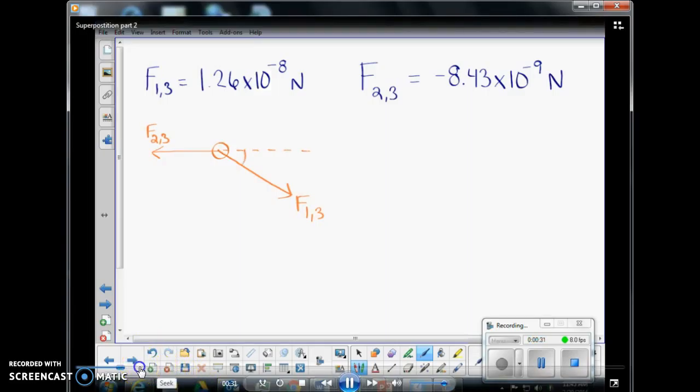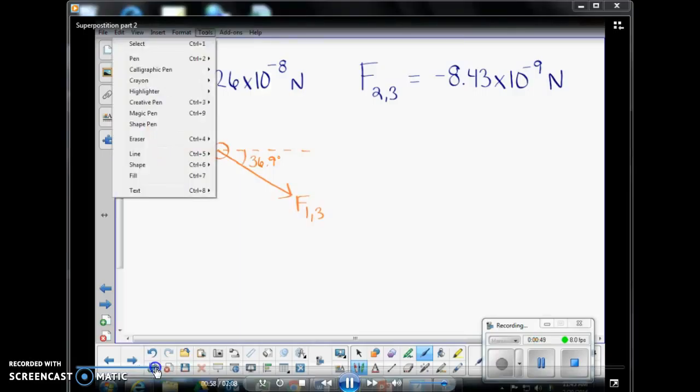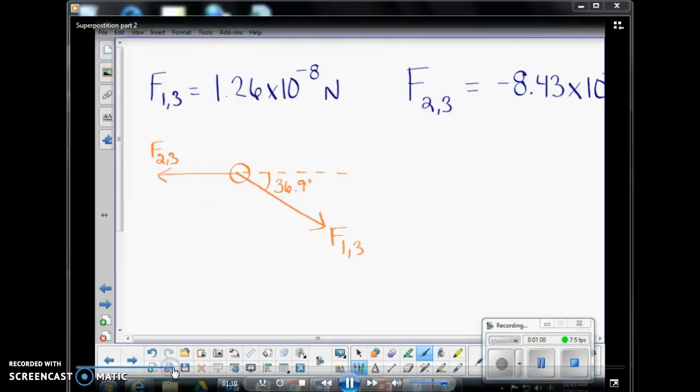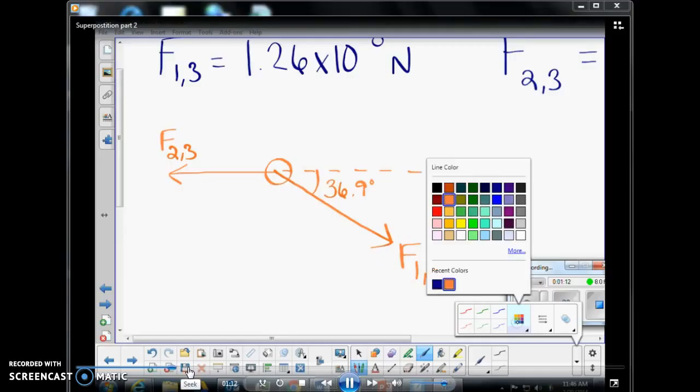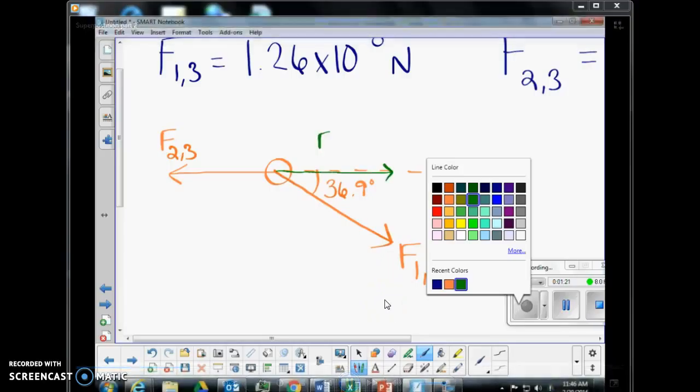So we can draw that. Move ahead just a little bit. Zoomed in for you. There we go. So now we're going to have to break this vector up into its components. So I'm going to break it up into its x component, F13x, and into its y component, F13y.